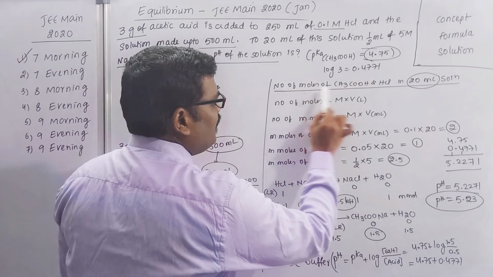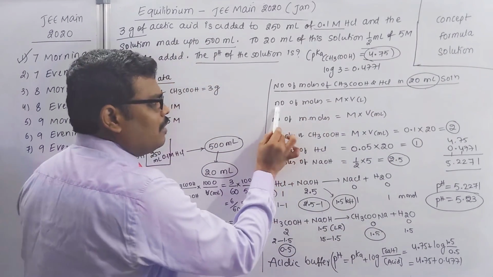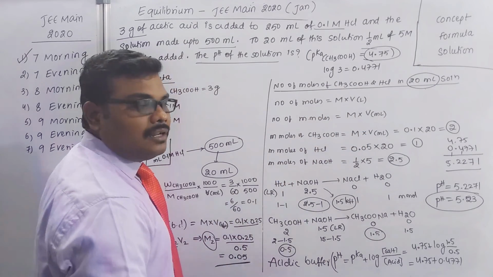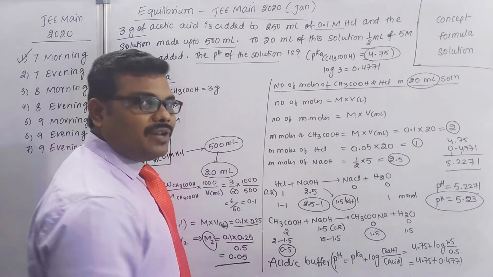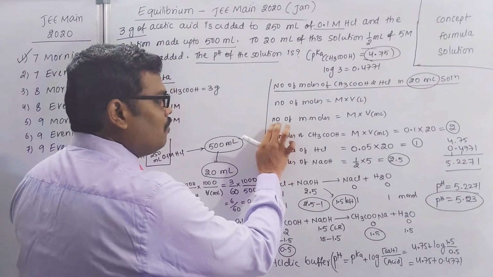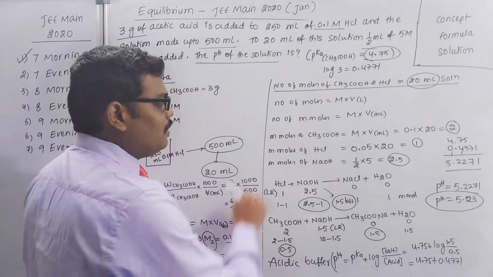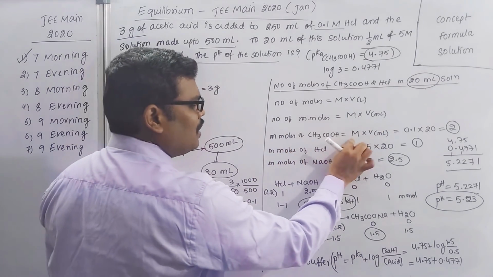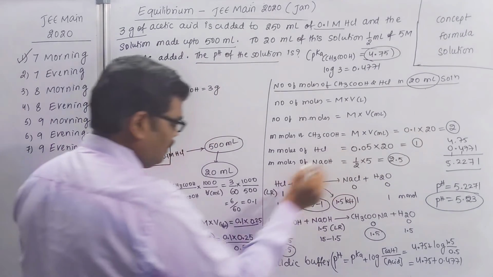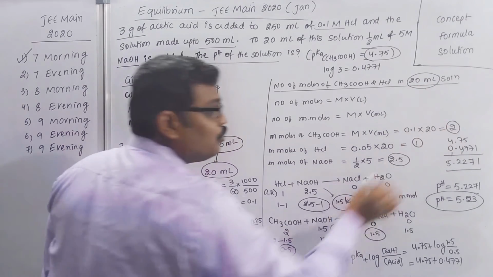Now here, the number of moles of acetic acid and HCl in 20 ml. The number of moles we can calculate by using the relation, molarity into volume in liters. But here the values are very small, so I am suggesting you to calculate millimoles. The formula for the number of millimoles is molarity into volume in milliliters. So millimoles of acetic acid is molarity into volume in milliliters. The molarity of acetic acid is already given, 0.1, into the volume of the solution, 20. Then we get 2 millimoles.